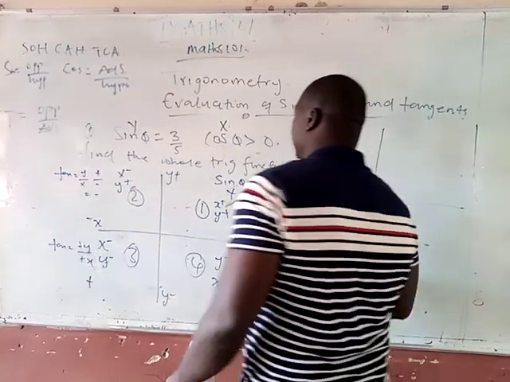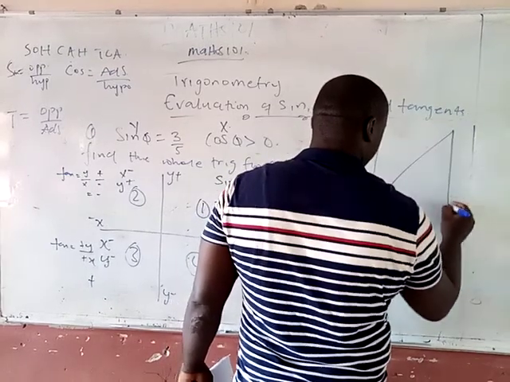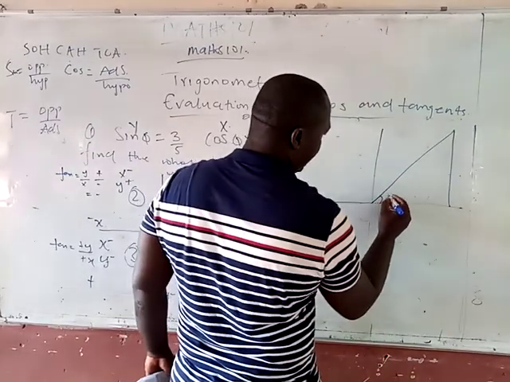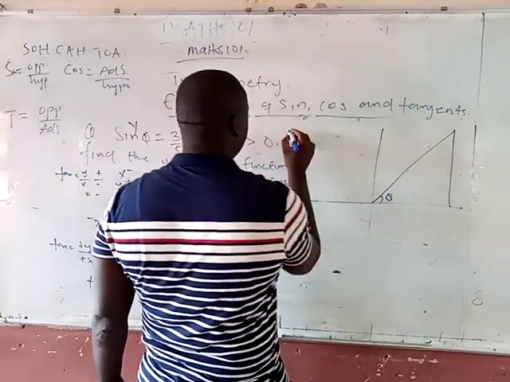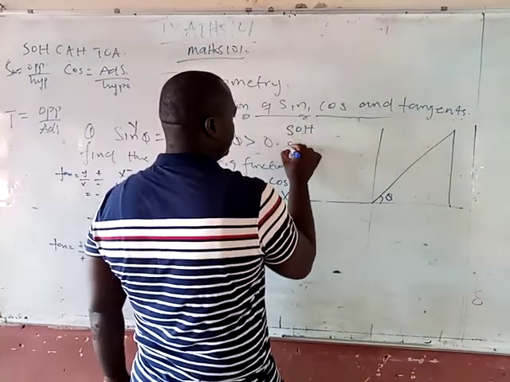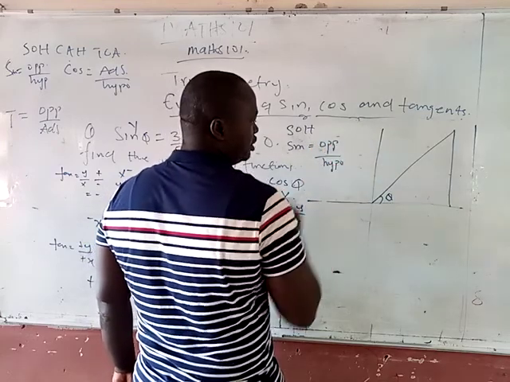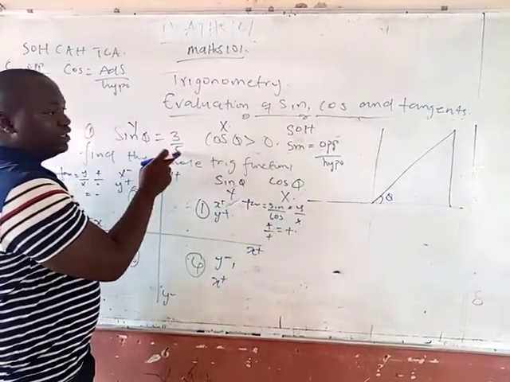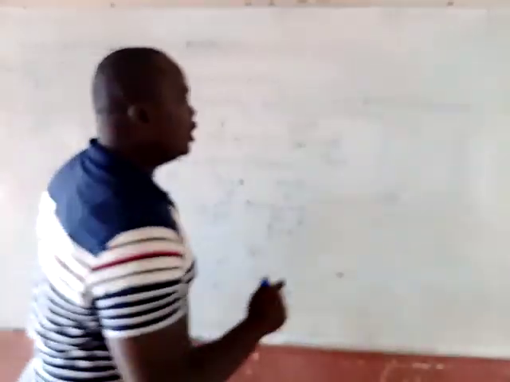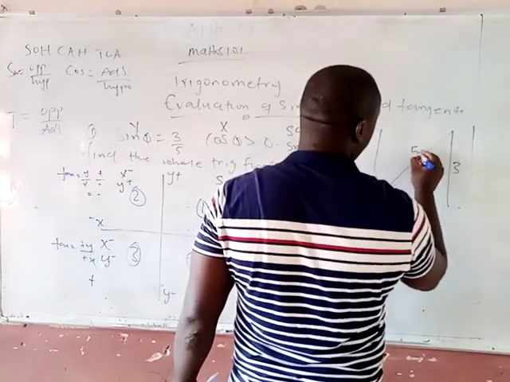So what it means is, I will come here and draw it. If here is my theta, and from our SOHCAHTOA, sine is opposite all over hypotenuse. So the opposite is 3 and the hypotenuse is 5. So the opposite to this place is 3. The hypotenuse is the longest side.